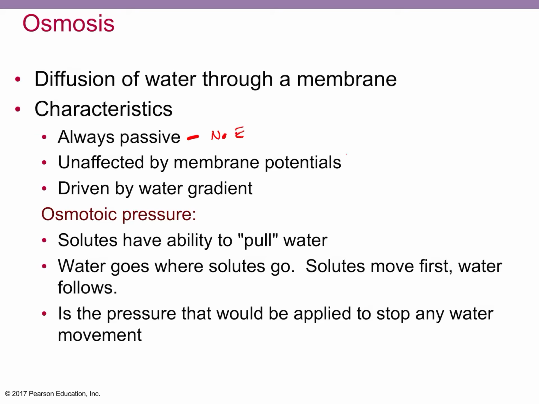And water is not affected by membrane potential, so the voltage on the membrane does not matter. Water depends on the solute concentrations inside and outside the cell. And it's driven by a water gradient, which is basically just a concentration gradient of water, right? So now instead of looking at the solutes, or the molecules dissolved in the water, we're looking at water itself.